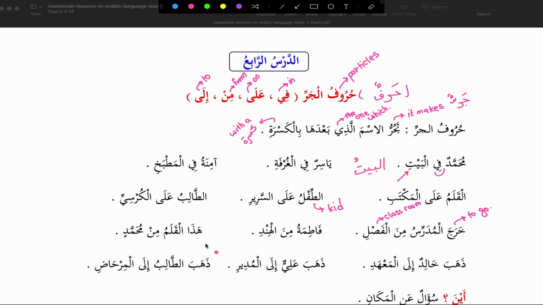نعم. فاطمة من الهند. Fatima is from India. هذا القلم من محمد. This pen is from Muhammad. ذهب خالد إلى المعهد. Khalid went. ذهب means went. So خرج more specifically means to leave, يعني.